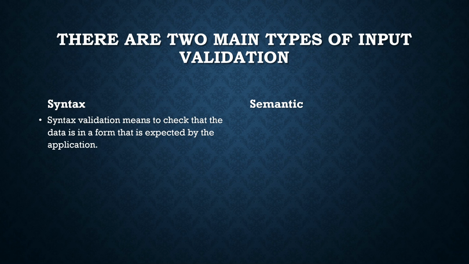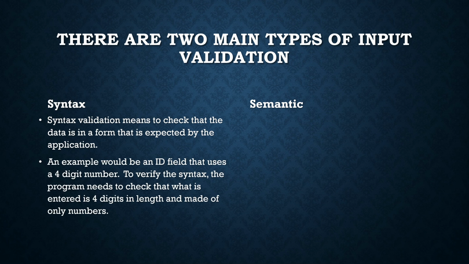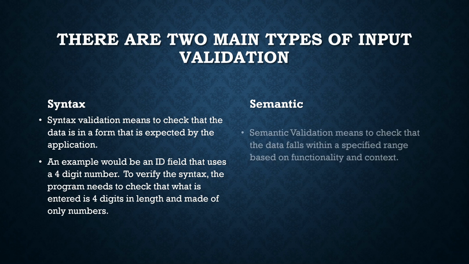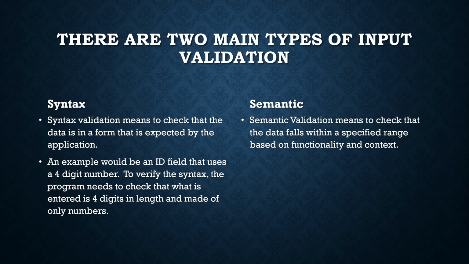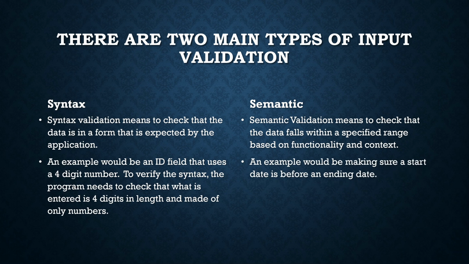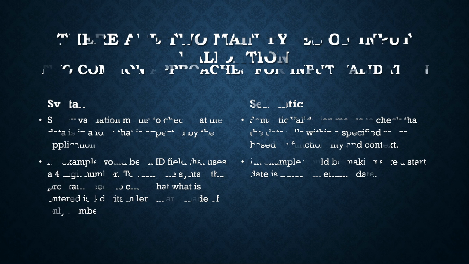Syntax validation means to check that the data is in a form that is expected by the application. An example of this would be an ID field that uses a 4-digit number. To verify the syntax, the program needs to check that what is entered is 4 digits in length and made up only of numbers. Semantic validation means to check that the data falls within a specified range based on functionality and context. An example of this would be to make sure that a start date is before an ending date.